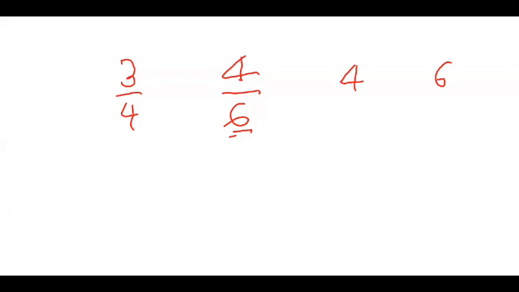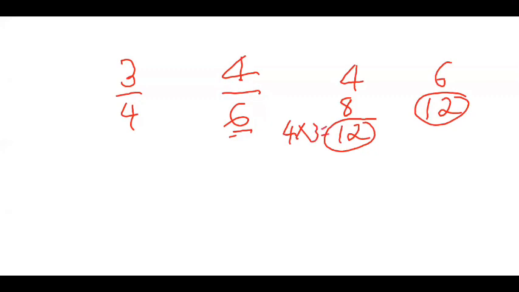4 1 times is 4, 4 2 times is 8, 4 3 times is 12. 6 1 times is 6, 6 2 times is 12. You have 12 here and 12 here. To arrive at 12 in the 4 table, you multiply 4 with 3, and in the 6 table, you multiply 6 with 2. You have to arrive at something common, which is like in the 4 table and the 6 table.